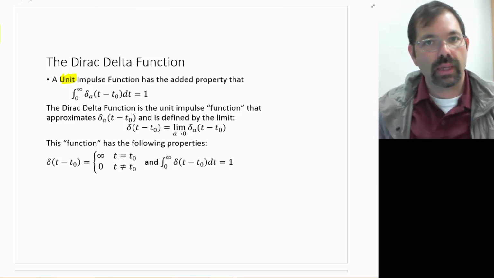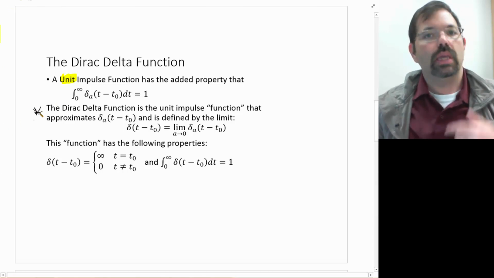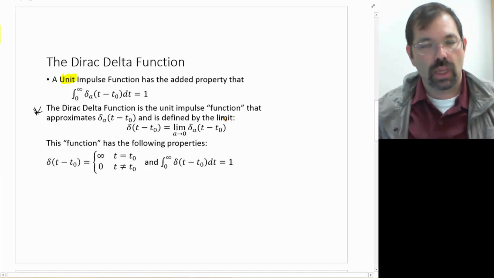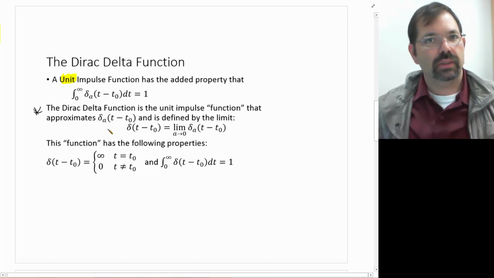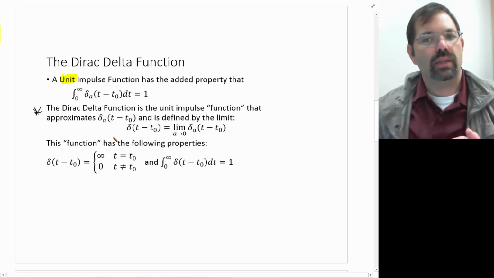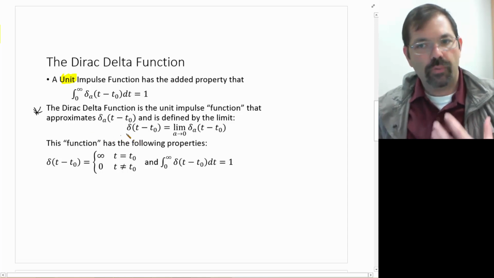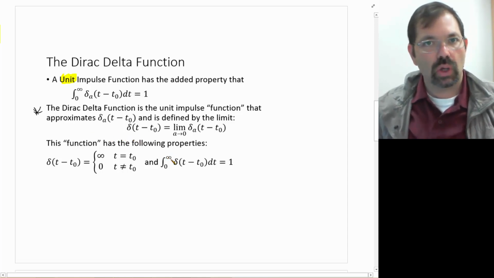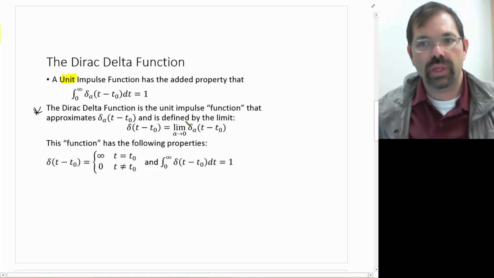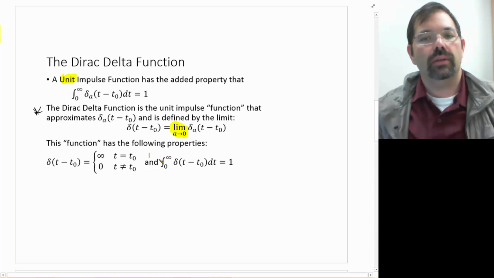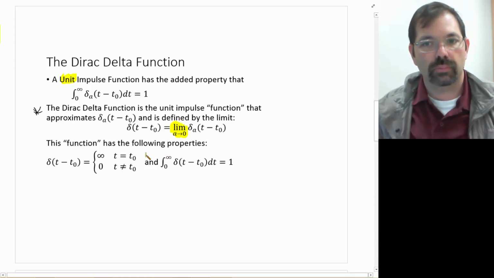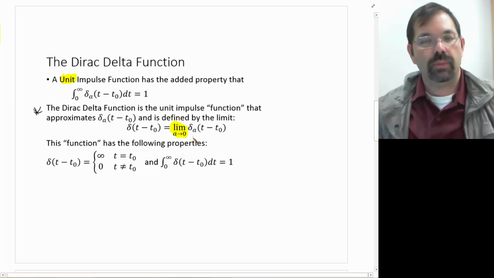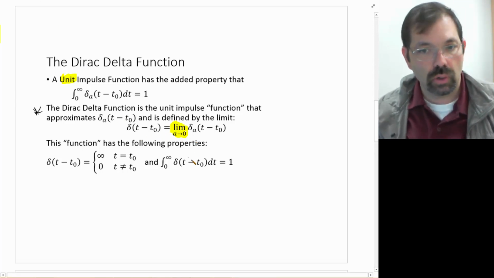Now, the Dirac delta function is a unit impulse function, and it approximates that delta sub a that we talked about earlier, and it's defined by a special limit. If we take that delta sub a from the previous slide and take the limit as a approaches 0, we get this Dirac delta function. So we define the Dirac delta function, delta of t minus t naught, as the limit as a approaches 0 of that delta function we discussed earlier.